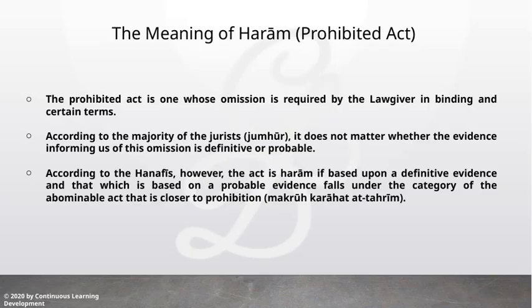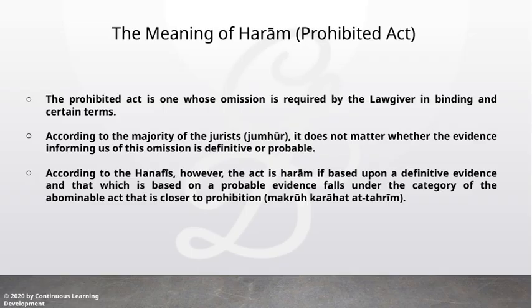Let's explore the meaning of haram, or a prohibited act. Essentially, a prohibited act is one that the lawgiver requires us to omit, and this requirement is made clear and binding. Now, according to the majority of jurists, known as jumhur, it doesn't really matter whether the evidence telling us about this omission is definitive, meaning absolutely certain, or just probable, meaning likely but not certain. Both types of evidence are considered sufficient for establishing what is prohibited.